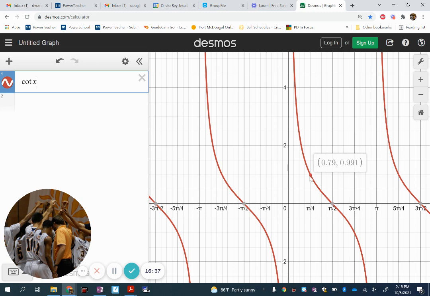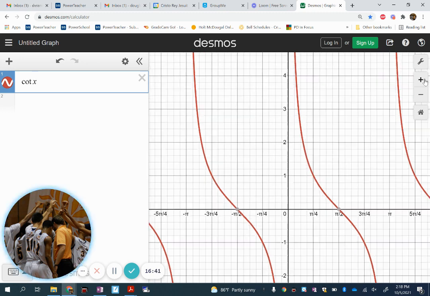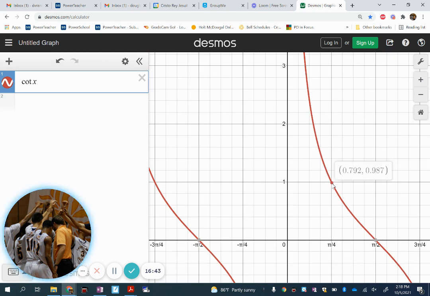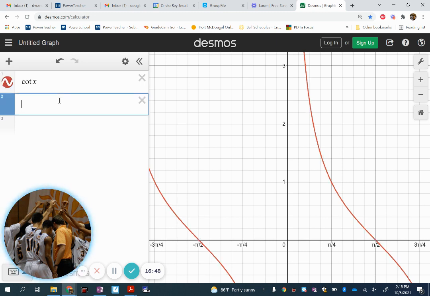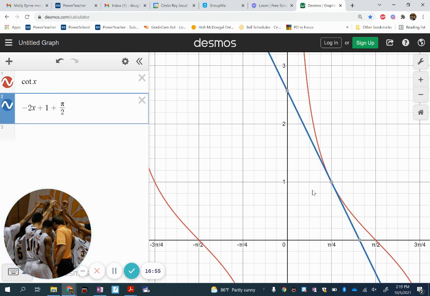Almost really close. Anyway, it's right there. I'm going to zoom in for you. Right there. Pi over 4, comma 1. Anyway, now I'm going to type in the line that we found, which was negative 2x plus 1 plus pi over 2. And you can see my blue line is tangent to this cotangent. That's weird to say, I know, but our blue line is tangent to this cotangent curve at x equals pi over 4 right there.